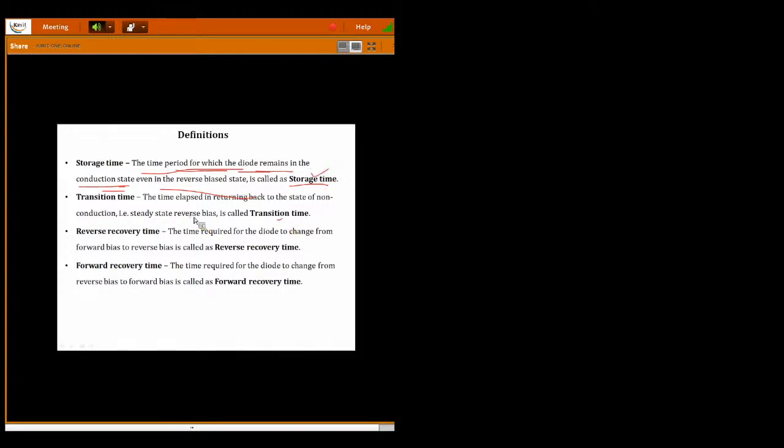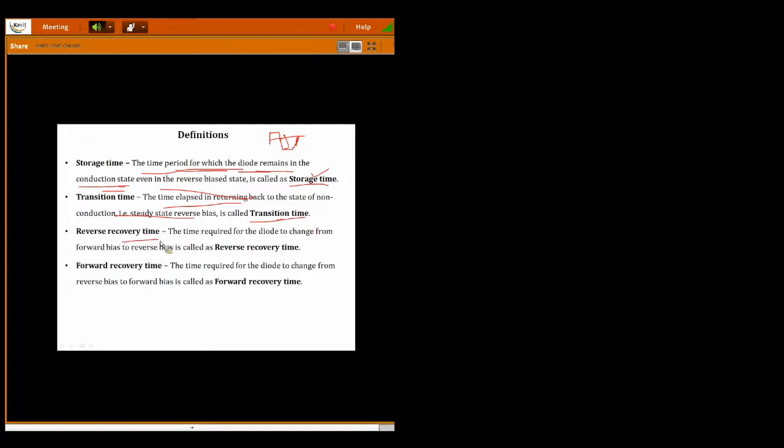So what is the transition time? It is the time elapsed in returning back to the state of non-conduction. How much time it takes to return to the steady state, that is reverse bias. This is a forward bias, but it does not immediately return to the zero steady state. Even if you apply the reverse bias, it does not come there immediately. Up to the storage time, some current is flowing. From the storage time, it slowly returns to the steady state. This time is called the transition time. The transition time is the time elapsed in returning back to the state of non-conduction, that is the steady state reverse bias.